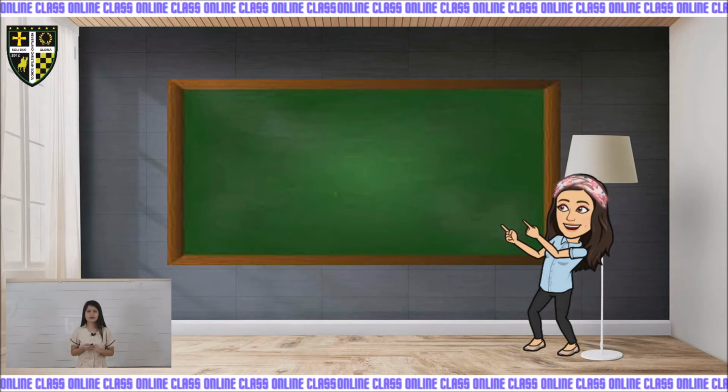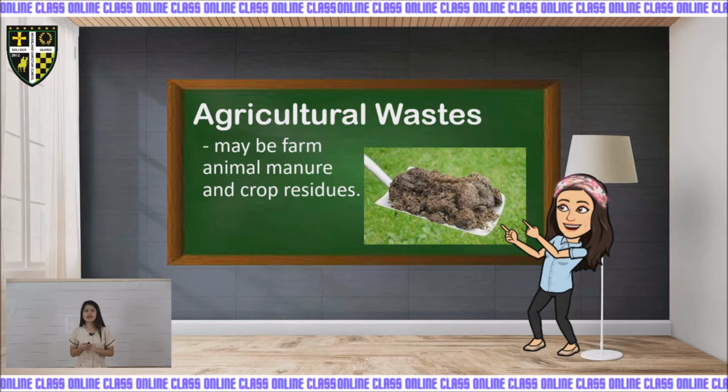Next, agricultural waste. Maybe farm animal manure or crop residues. Manure is the poop of animals that can be used for fertilizer. For example, the poop of the carabao. Some of our farmers use this as fertilizer for plants.